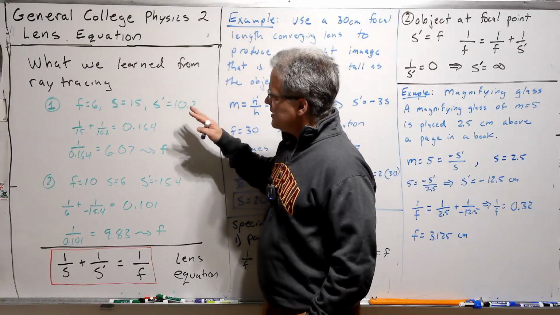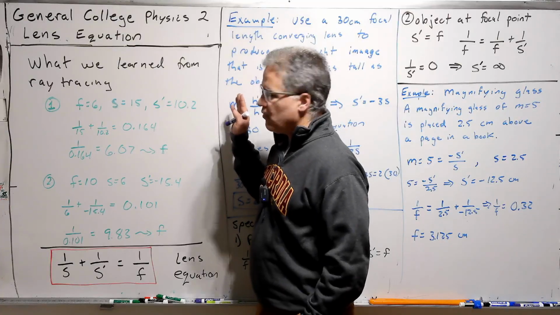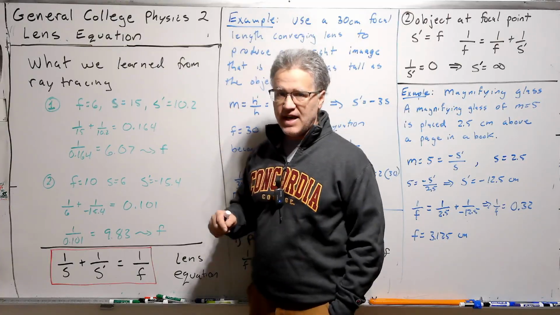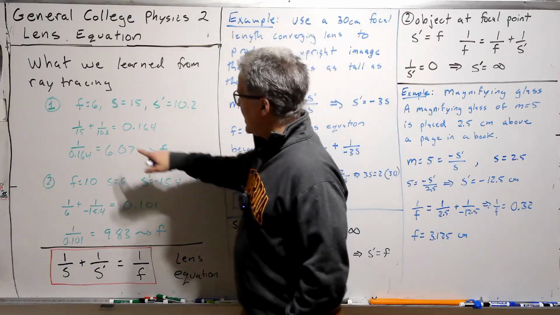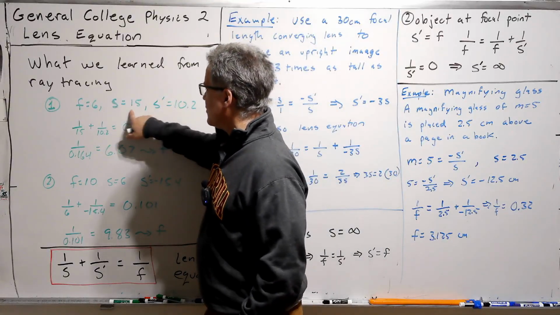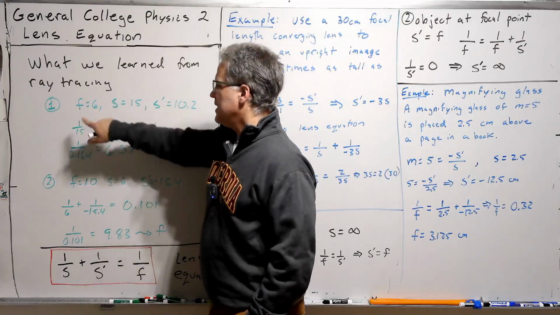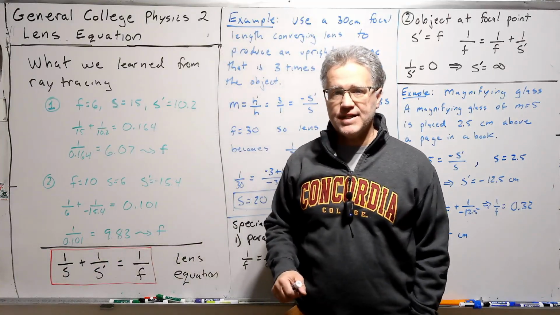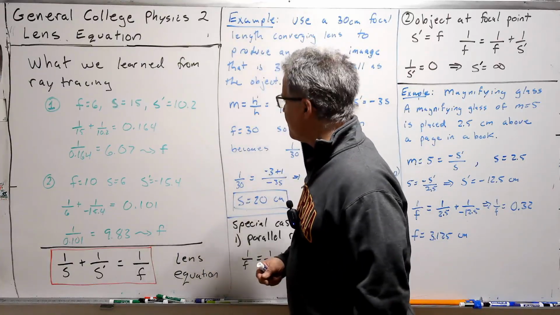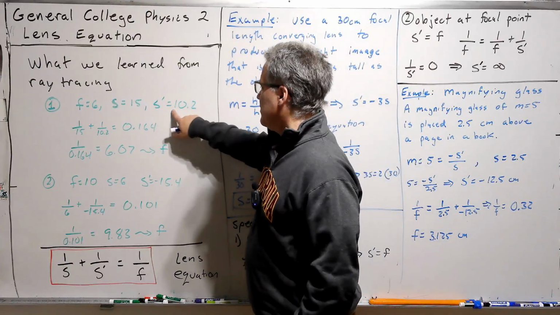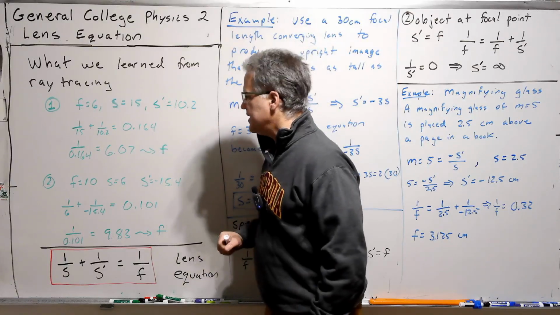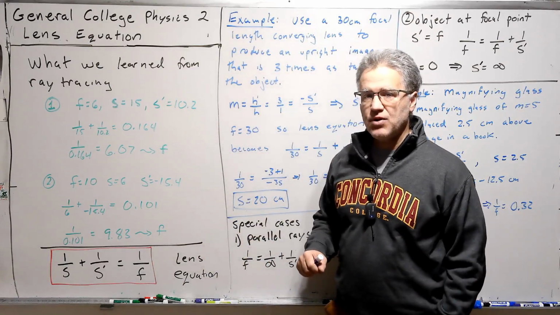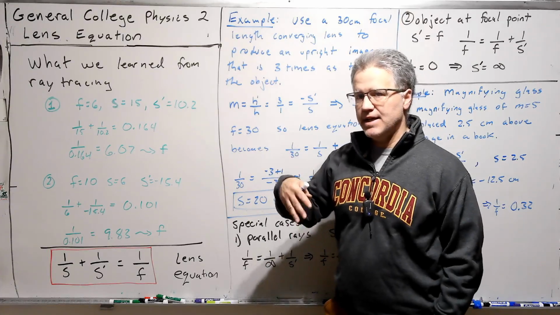Okay, so let's look at the setup for number one on the ray tracing diagram. If you still have that, you can maybe pull that out and look at it. We were given that the object was placed at 15 and the focal point was 6 for this converging lens. We did our ray tracing and we found the image to be at S prime equals 10, so it was real and inverted.